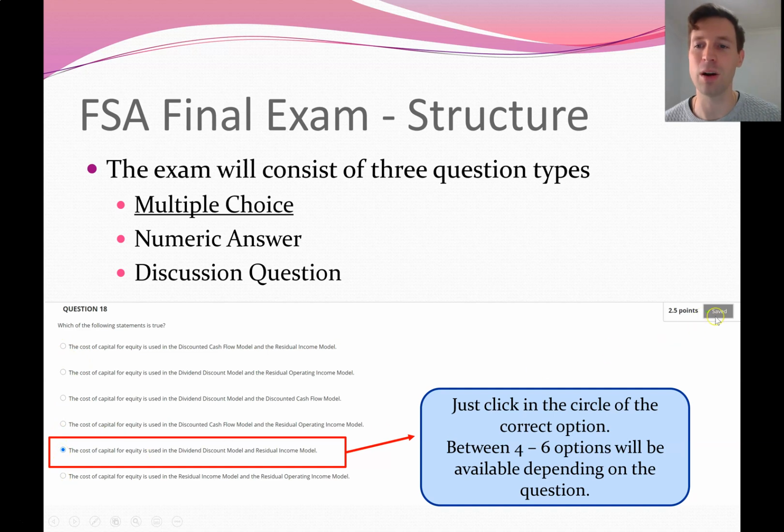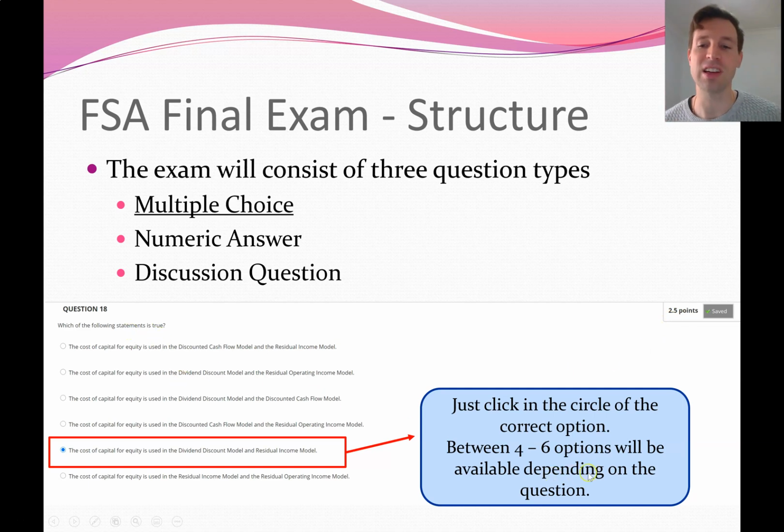You'll see over up here, it'll quickly move to saved. Okay, so after you choose an answer, the system will save your answer. You can then go back and change it if you want to change your mind, and it will resave your new answer. You'll see the number of points for multiple choice questions are going to generally be 2.5 or 5 points for multiple choice, so much smaller weightings.